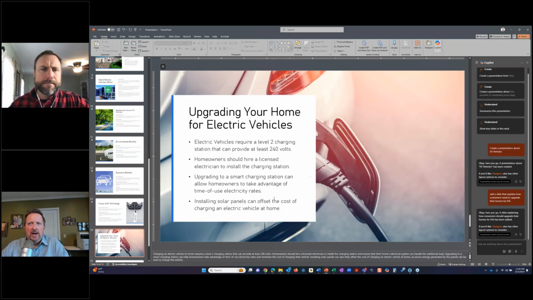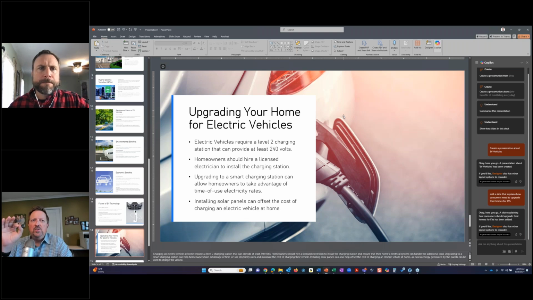Okay, and it's great. So upgrading your home for electric vehicles requires this. Homeowners should hire a licensed electrician. Blah blah blah. Nice visual. Now another thing you need to realize is that a lot of people in the past have not used Microsoft Designer or Designer in PowerPoint, because if you create a PowerPoint from scratch yourself, it probably has the layout and the formatting you wanted from the beginning, so it's not very useful.